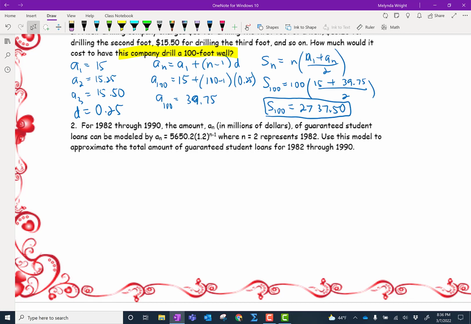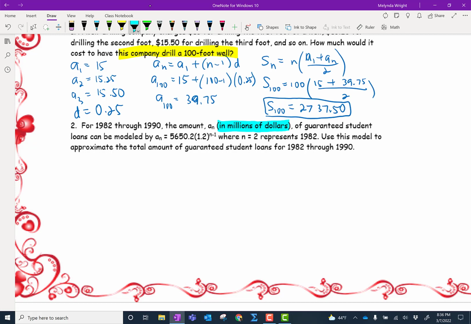So from 1982 to 1990, the amount in millions of dollars. Why do you think they write in millions of dollars? Okay, that means this formula is written in millions of dollars. And so when you write your answer, you need to write the number and then millions. Just a little bit more convenient than writing all those zeros and such.